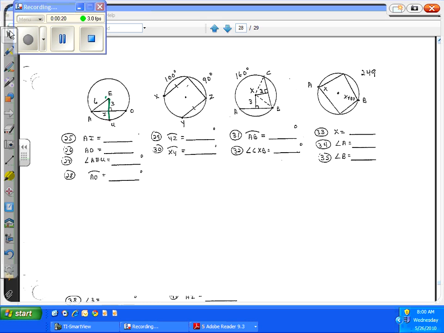EU, a radius, perpendicular to chord AO. So there's the theorem that we've memorized. A radius perpendicular to a chord: if a radius is perpendicular to a chord, then it bisects the chord and the arc of the chord.